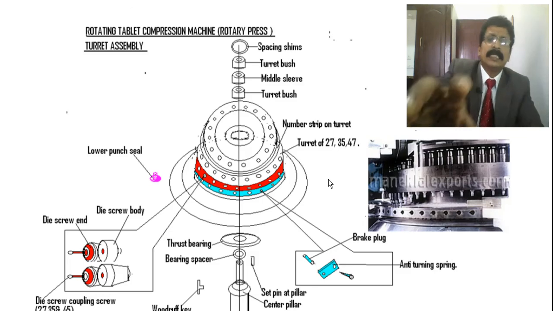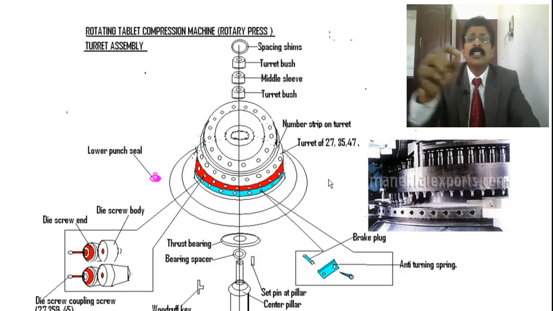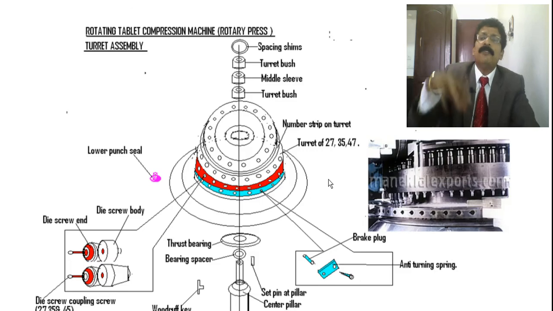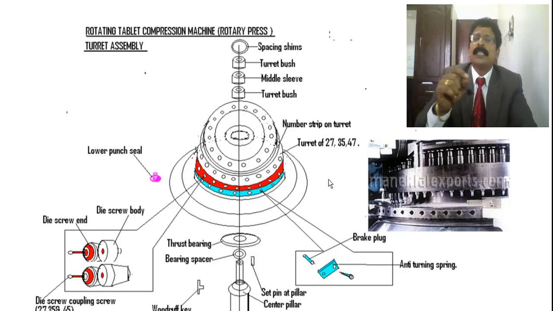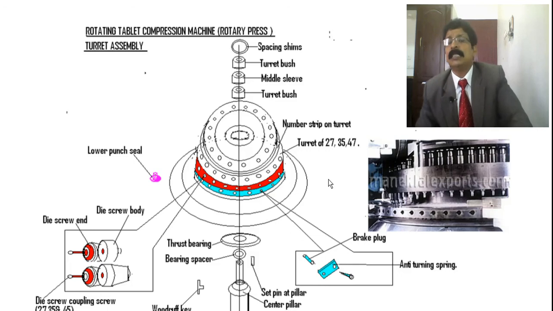This is the holes which I made. These are the holes where we will fix the dies. Whenever we finish our work, we have to clean them properly. There should not be any adhering foreign materials or drugs left there. You have to clean properly and keep the assembly ready for the next batch.